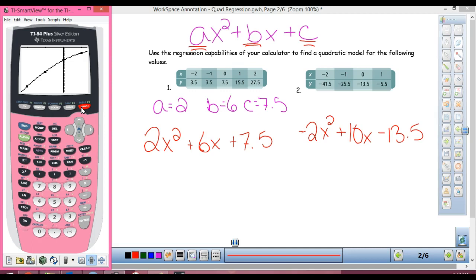Should fit your data. If it doesn't fit your data, I think we might have done something wrong. You just entered into your y equals wrong? Yeah, you might have forgot your squared. Guys, if you get a straight line, like a diagonal line, that usually means that you forgot your squared on your x. Okay? Alright.